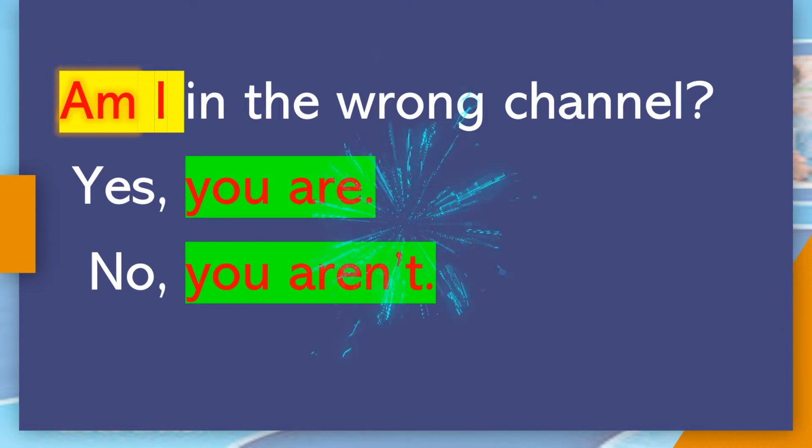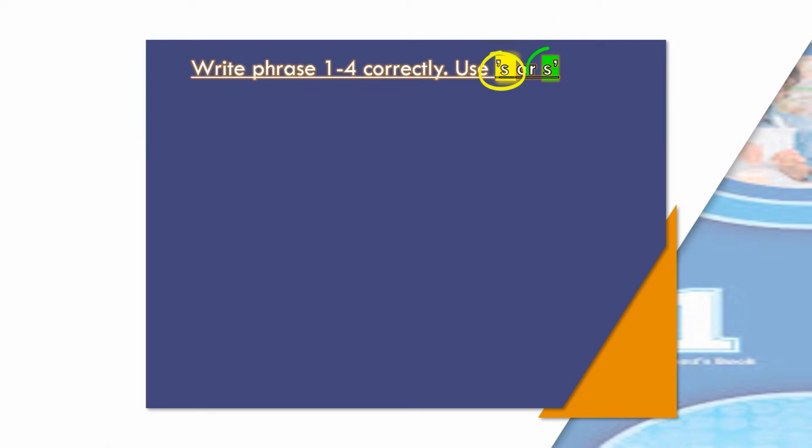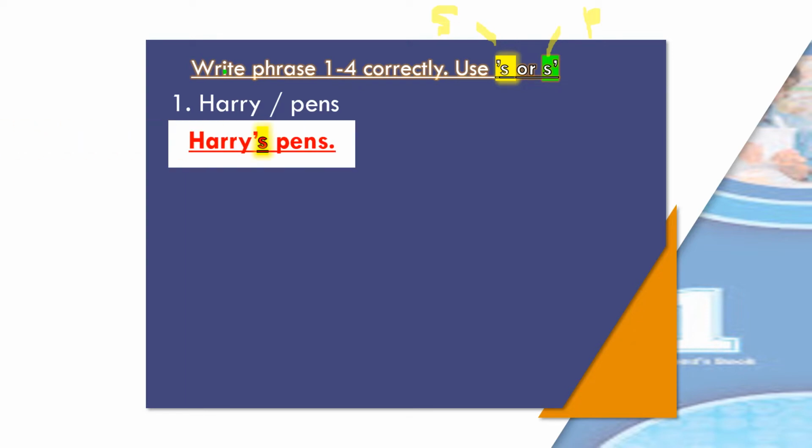And then we also did some work. The first one: write the phrase using apostrophe s or s apostrophe. The first one is for singular, and the second one is for plural. Singular is one person, plural is more than one. Number one, Harry and pants. The answer should be Harry's pants, because there's only one Harry. Harry is singular, so put the apostrophe and then s.